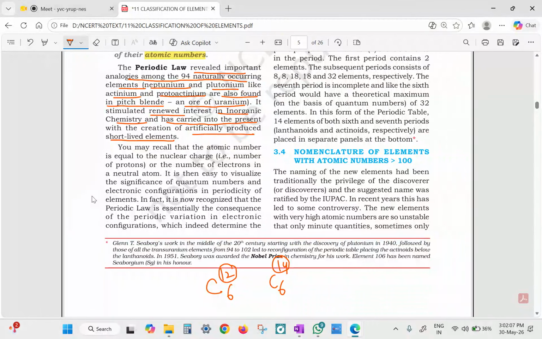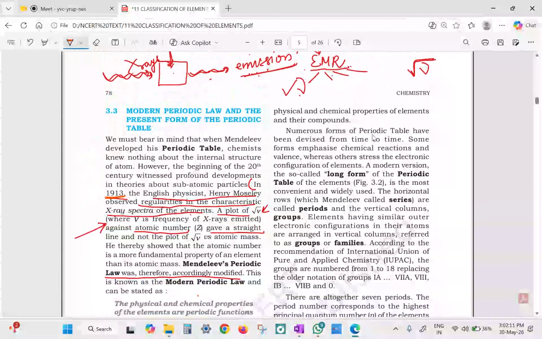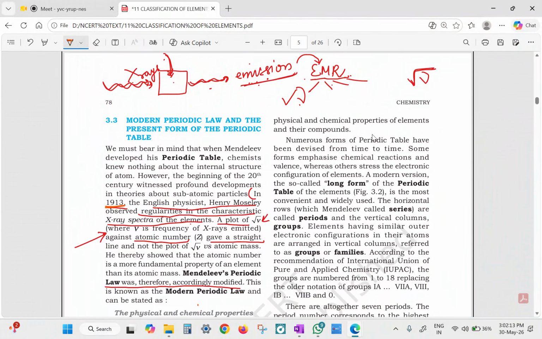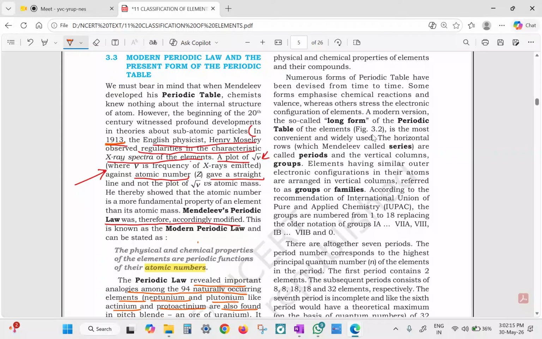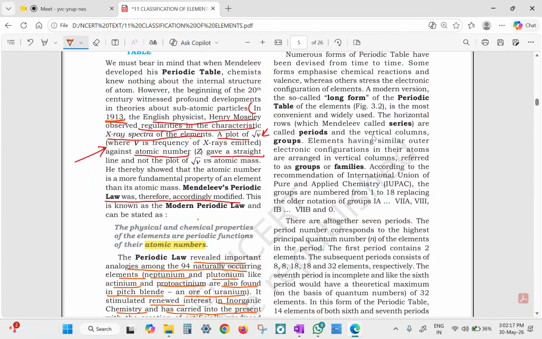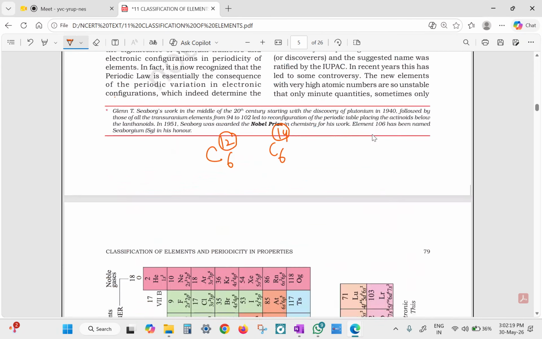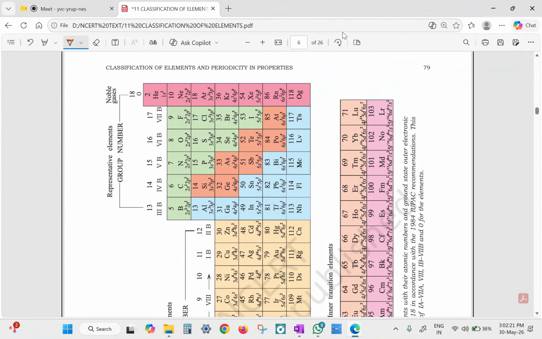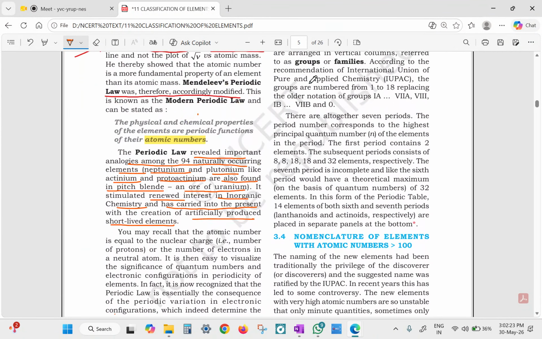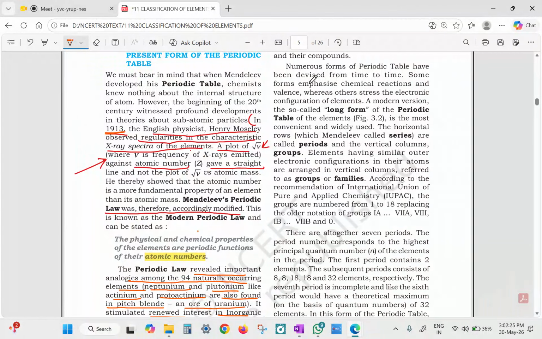Now, coming to the periodic table, I'm going to give you this topic to do on your own, but I'm going to tell you what it is, and then you can go and read it once. The periodic table, which was generated based on the modern periodic law, is also called the long form of the periodic table, or it is also called the modern periodic table.